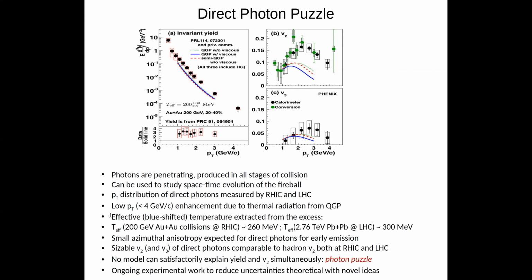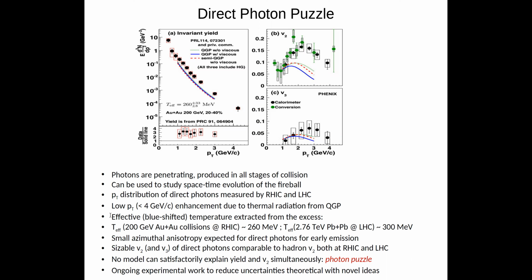It has been shown by theoretical analysis that at low pT, less than 4 GeV, in heavy ion collisions there could be an enhancement of these photons, and this is because of the direct thermal radiation from the QGP. Photons are directly radiated from a thermalized QGP. And this will increase the yield of the photons at low pT in nuclear heavy ion collisions compared to proton-proton collisions.